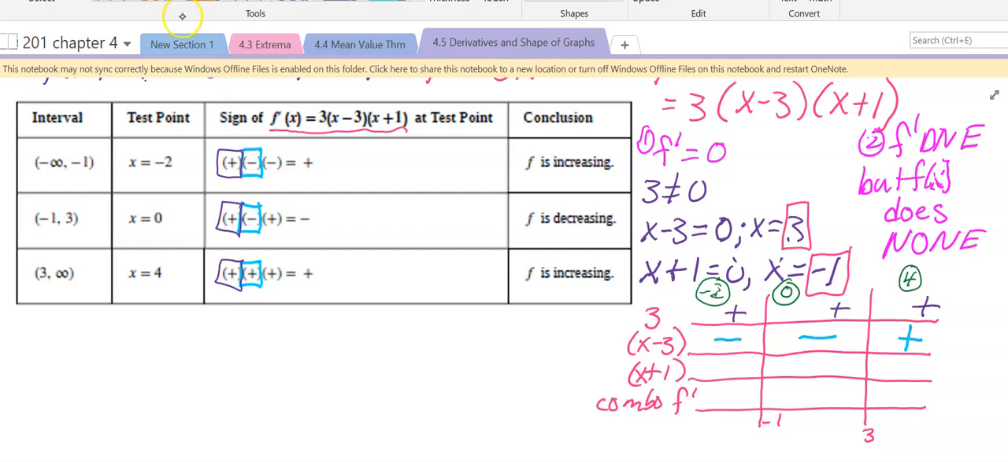When I'm looking at x plus 1, what are the possibilities that I have here? This is a line that crosses the y-axis at 1, has slope of 1, but will hit the x-axis at its 0 or solution, -1. I predict it will change signs here across the vertical line at -1.